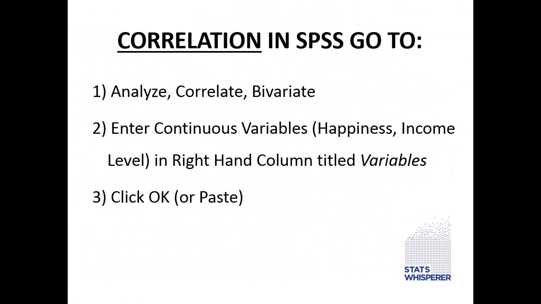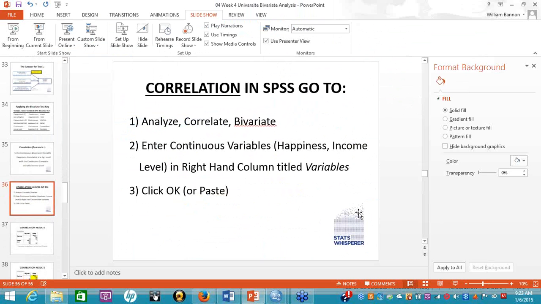So to do a correlation in SPSS, this is probably the simplest one. You go to Analyze, Correlate, and Bivariate. Then you enter the continuous variables, which for us are happiness and income level, into the right-hand column titled Variables, and click OK or Paste. So let's do that real fast.